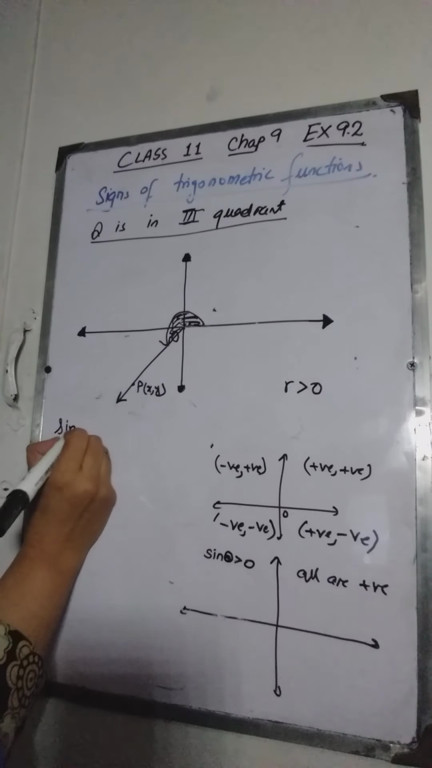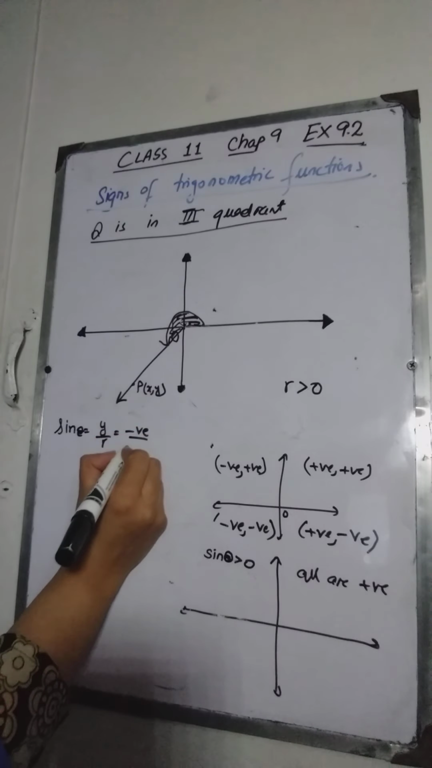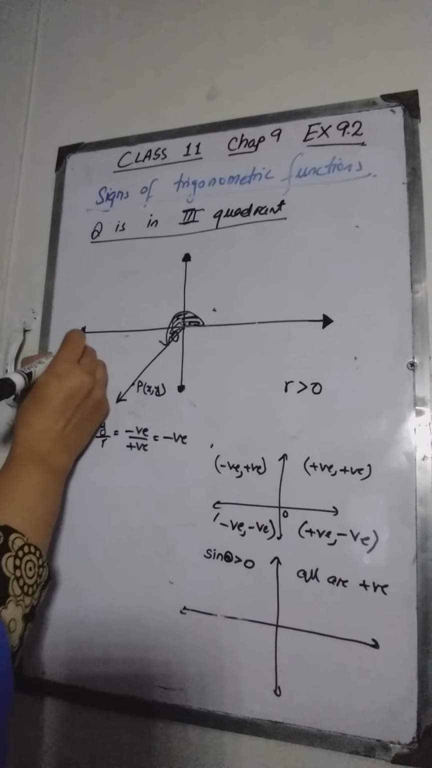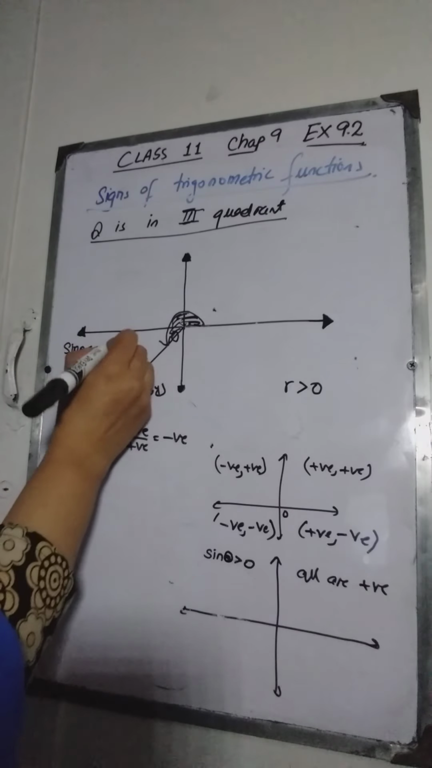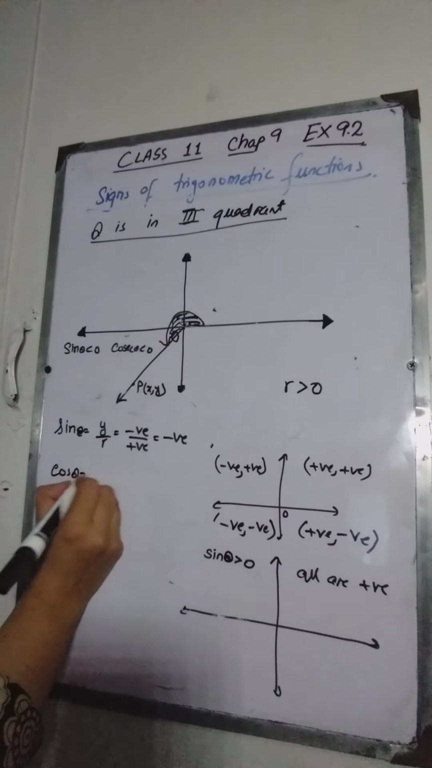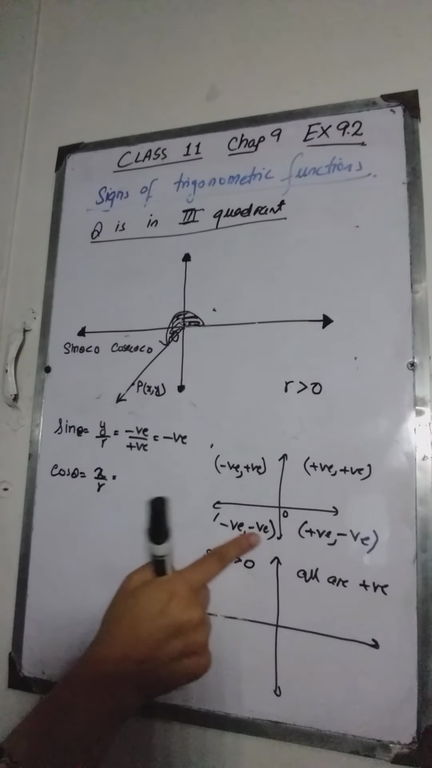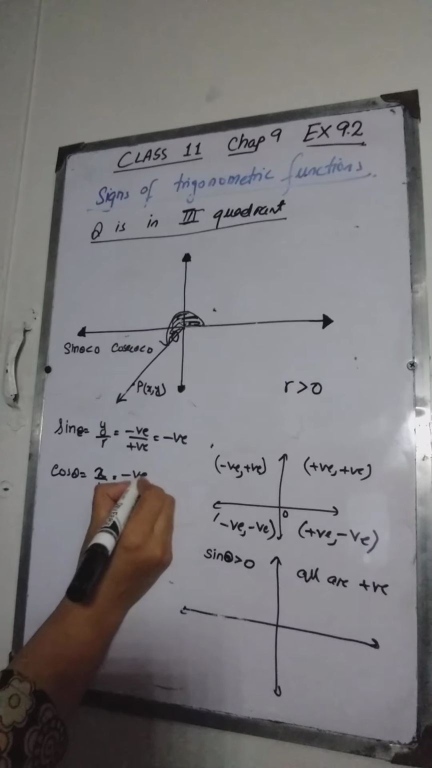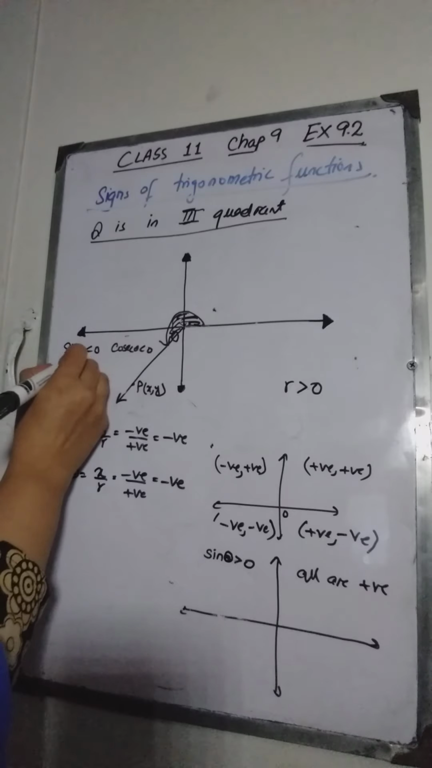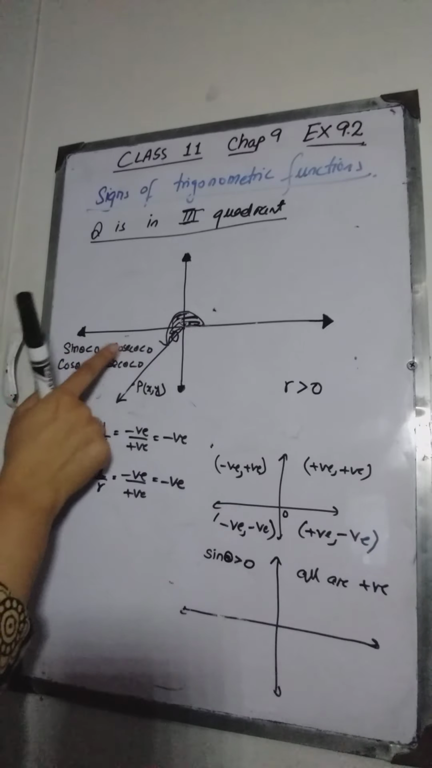So sine theta will be y over r, and as y is negative and r is always positive, sine theta will be negative. Sine theta will be less than 0, it means cosecant will also be less than 0. Coming to cos theta, it is x over r, and x is negative here. Both x and y are negative in this third quadrant, so negative over positive, again we will have negative. Cos theta will also be less than 0, it means secant theta will also be less than 0. They both carry the same sign.